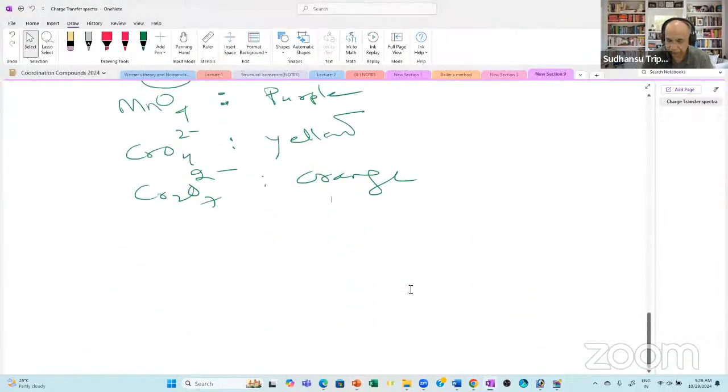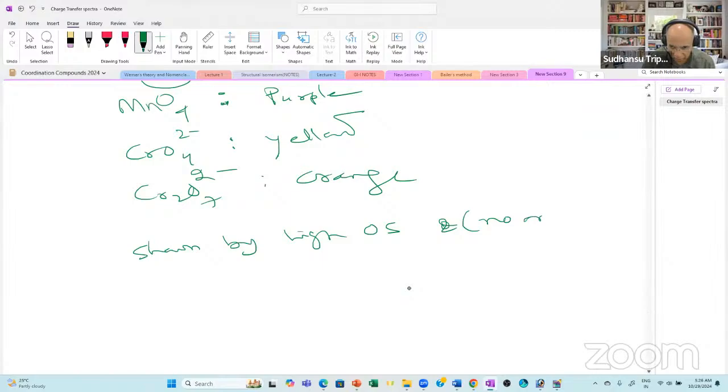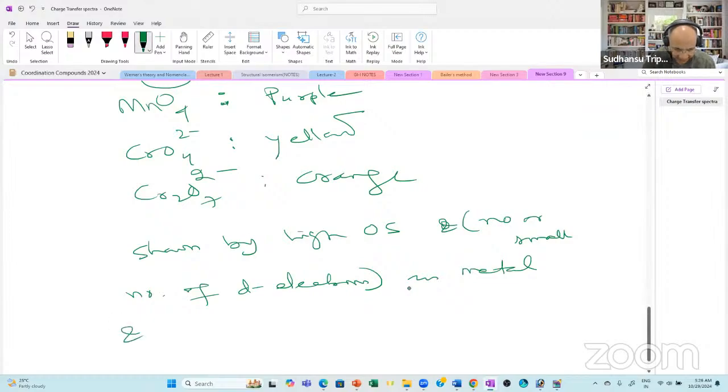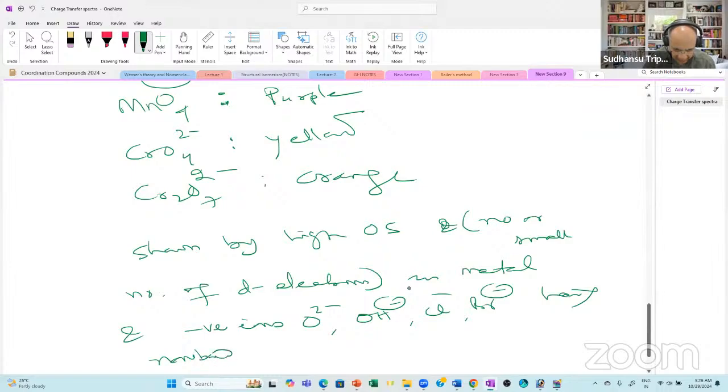So then we can write down: the LMCT shown by high oxidation state, which means no or a small number of d electrons in the metal ion, and negative ions like O2 minus, OH minus, Cl minus, Br minus, having a non-bonding electron pair for pi donation. The pi donation word I am saying in terms of ligand field theory, or MO theory.